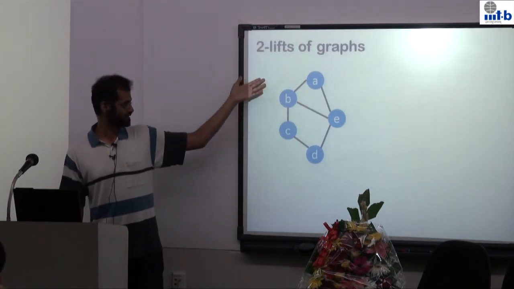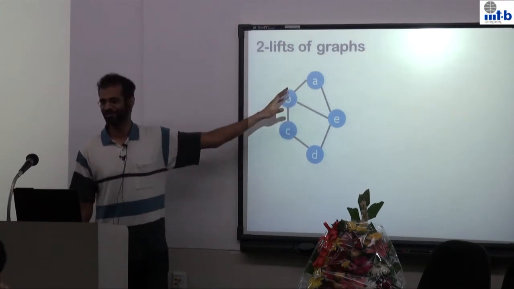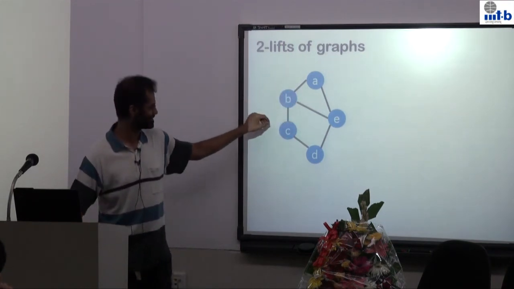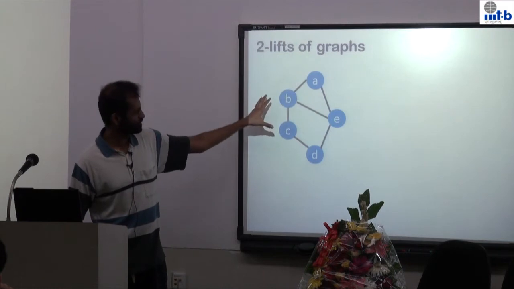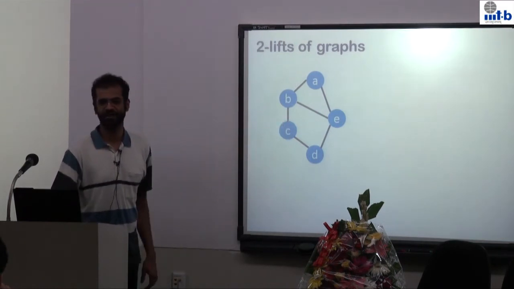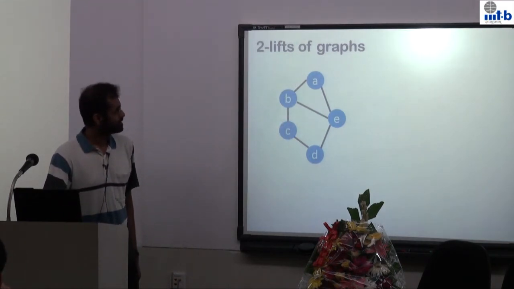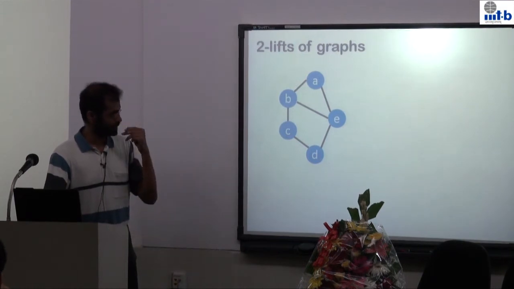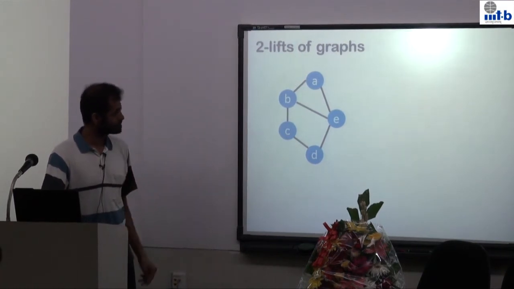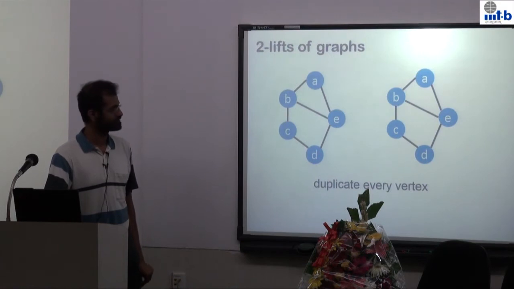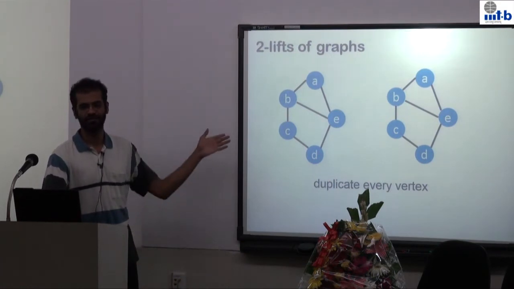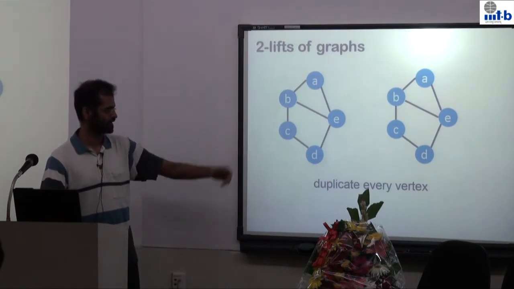I'm going to call this the base graph, okay? And this is the graph that I would like to double. So here's how I construct a two-lift of the graph. First I make 2 copies of the graph. So now automatically I get a graph on 2n vertices, which is just 2 disjoint copies of this.